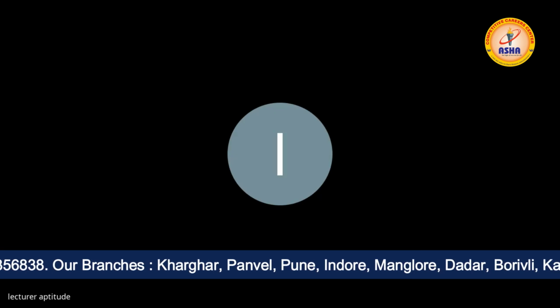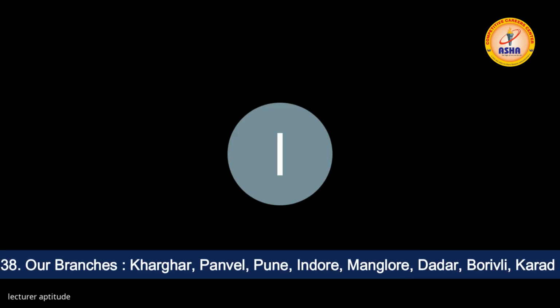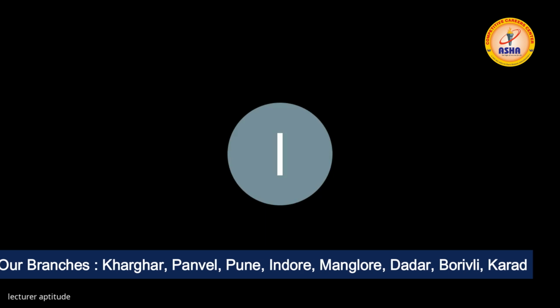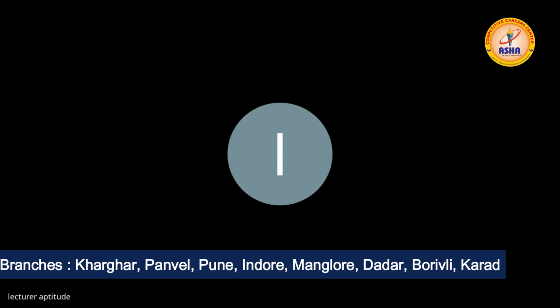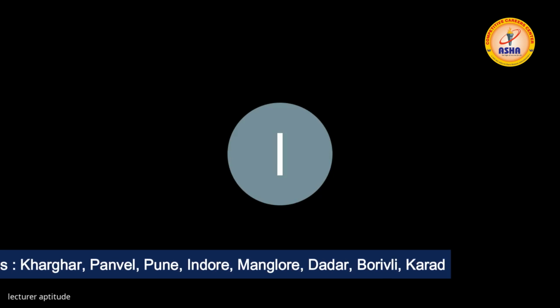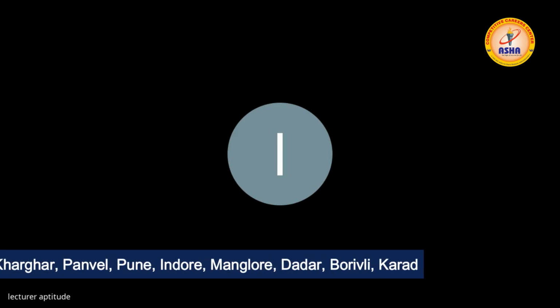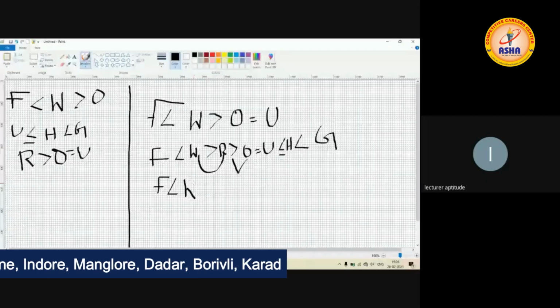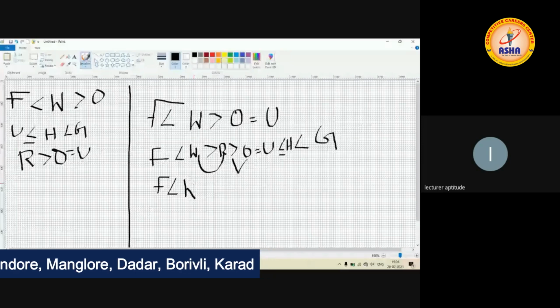It's also fine. So what we can say is, this is also fine, but in some cases we don't know the exact relation between R and W. So we can split it again. F is less than W, greater than O, equal to U, less than or equal to H, less than G.